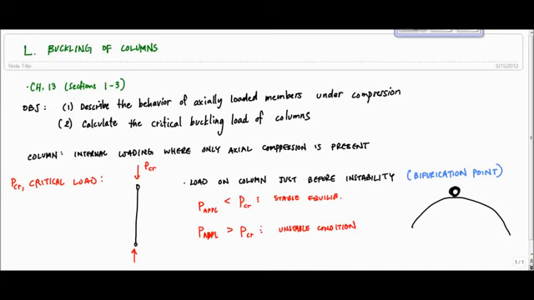Okay, so you're probably asking now, how do we determine this? We already knew by intuition that it's a function of some of the properties of this cross section. Already, we talked about stability and the moment of inertia. What other properties do you think influence the critical load? Not geometric.